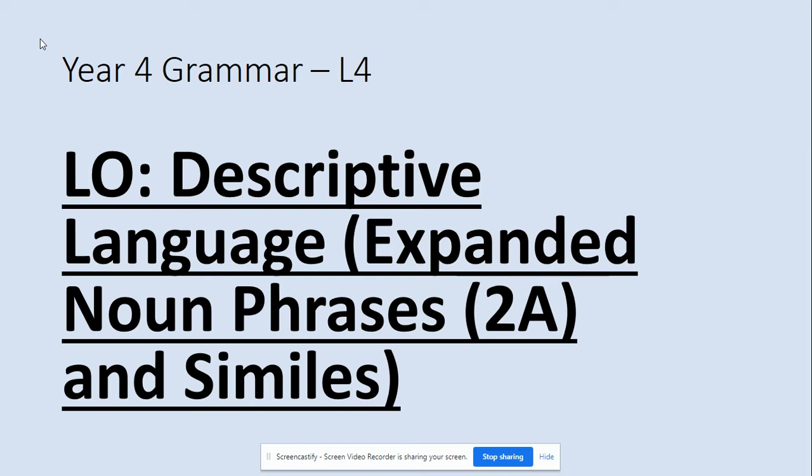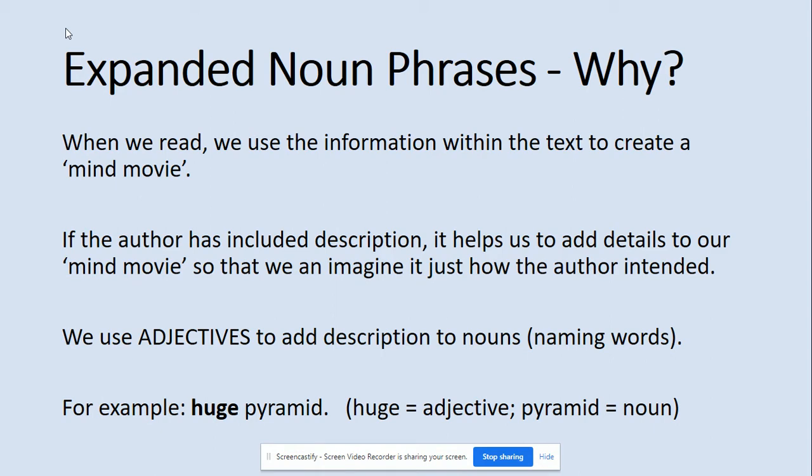So this is our second grammar session and we're going to be looking at descriptive language, in particular expanded noun phrases, you might call them two-way sentences, and similes. So, expanded noun phrases, well, why do we use them?